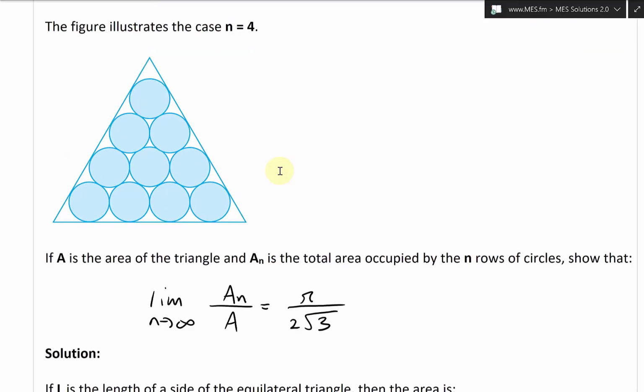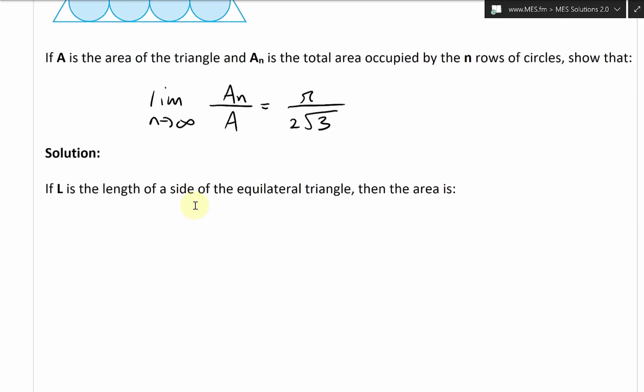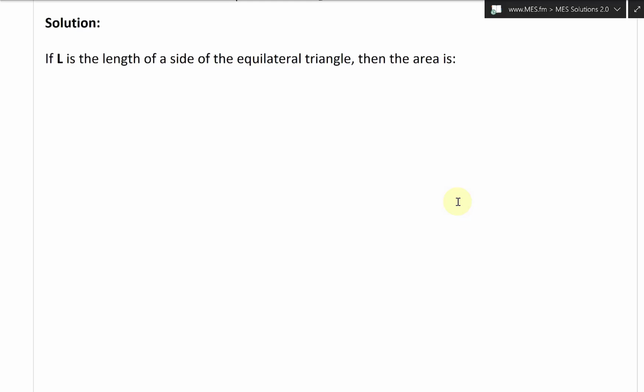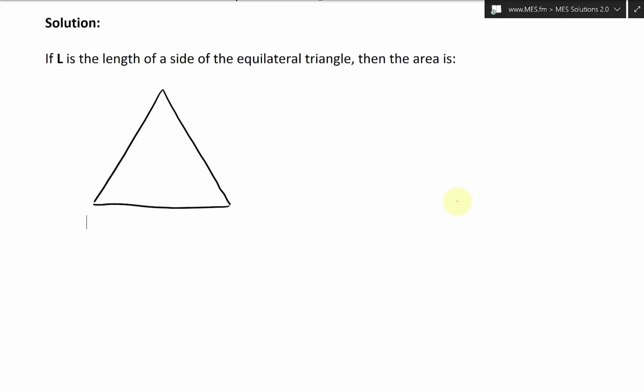All right, so now let's take a look at the solution. If L is the length of a side of the equilateral triangle, then the area is, and again recall, I'll just write it out for completeness. We have a triangle with side lengths L and this height H, and the base is B equals L. And from here to here is L over 2.